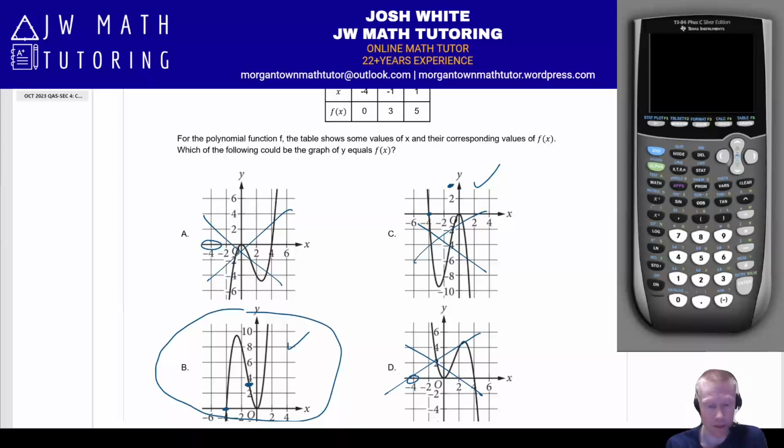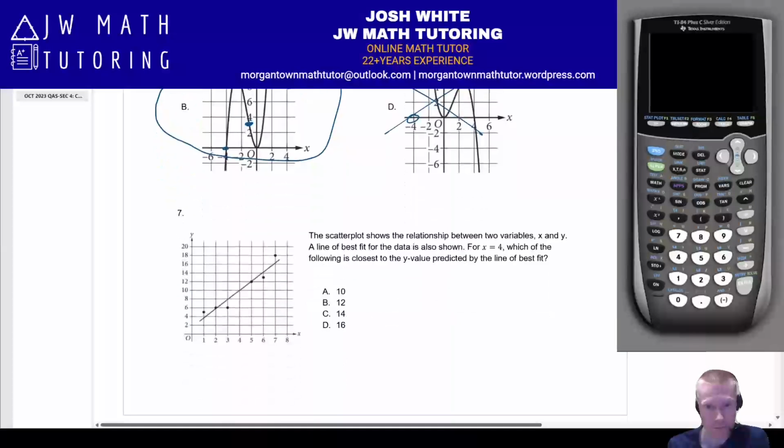And that's it. That's the easiest way to figure this one out: just point matching. We have the points, we go to the graph, and we see which points are on the graph in the answer choices.